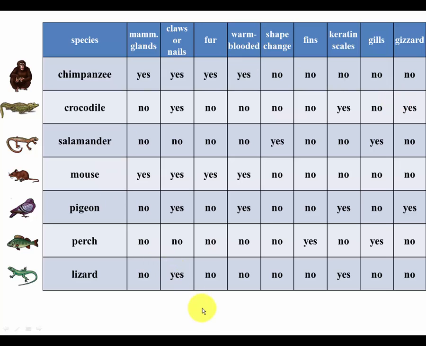This is the data that we have to work with if we're going to reconstruct the evolutionary history of this group of organisms. What character states do they have for each of a group of characters that they share in common?